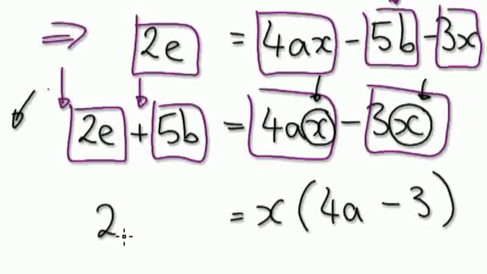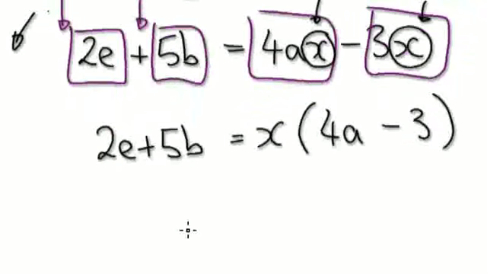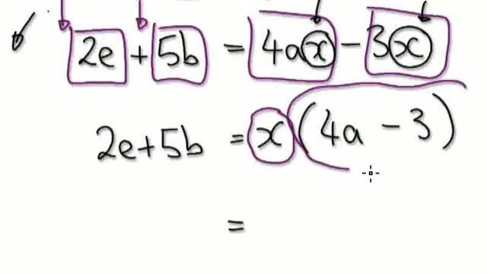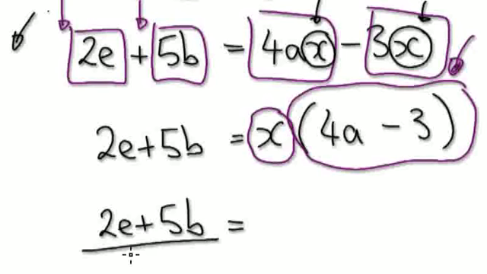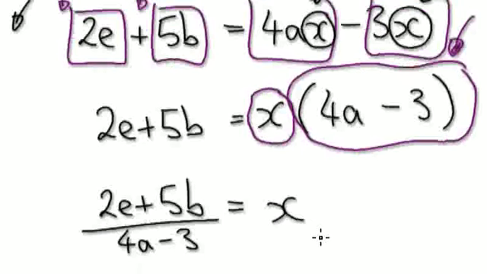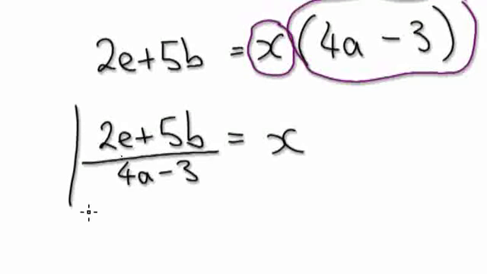On this side you have the rest. Okay, and now visualize it as you've got this bubble multiplying this bubble here. So divide both sides by this bubble here. So it will be 2e plus 5b over 4a minus 3 equals x. Okay, so there you've just made x the subject. Okay, next one.